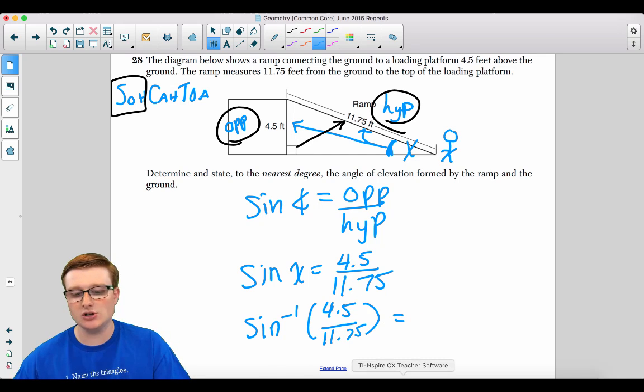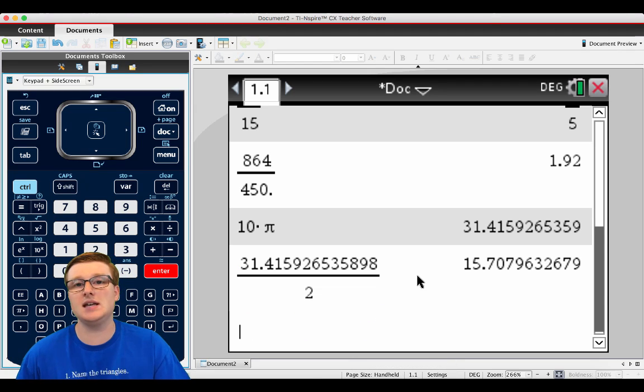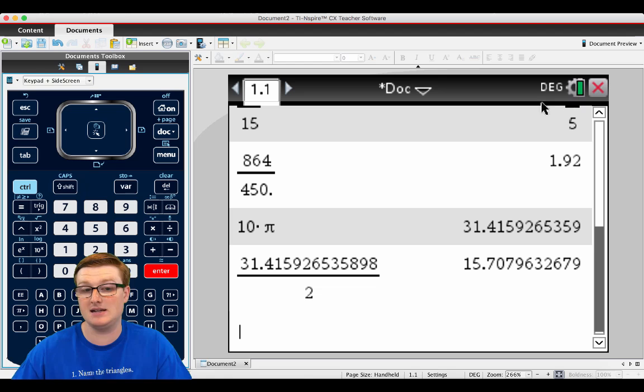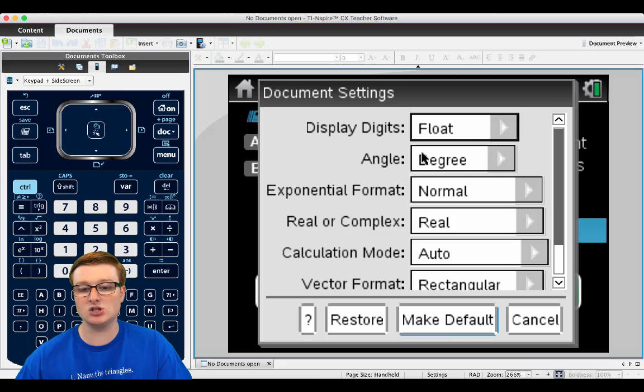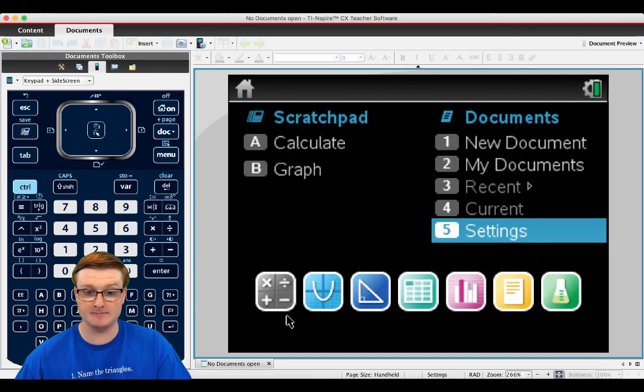Now, make sure that your calculator is in degree mode. By the way, I use the TI-Nspire CX calculator. It's an amazing calculator. I highly recommend it. Make sure that your calculator is in degree mode. If you forgot how to do that, you just go to Settings, Document Settings, make sure that your angle is in degree, click on Make Default, then click OK.